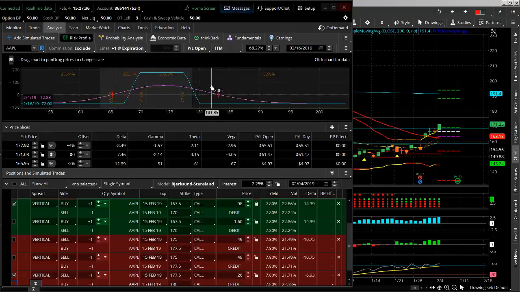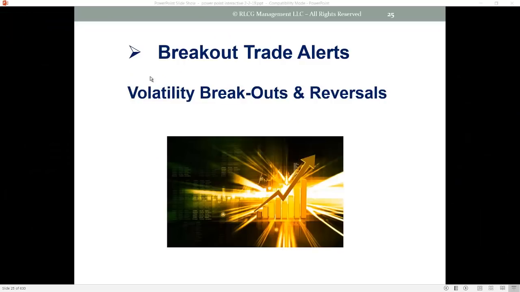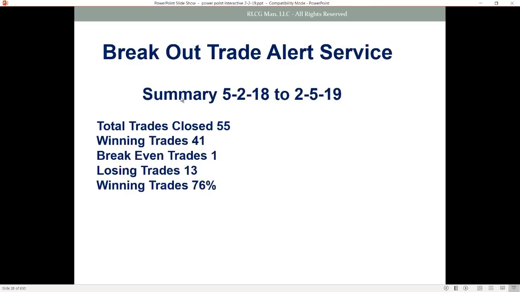This is also a trade that's part of our alert service. Let me show you what that has looked like since last May. This is our breakout trade alert service, volatility breakouts and reversals, and it started last May 2018. So far these are texted out to members of this service. We've had 55 closed out trades: 41 winners, 1 break even, 13 losers. So that's a 76% winning probability, all based on these breakout type trade setups with very, very defined risk option strategies and risk adjustments.